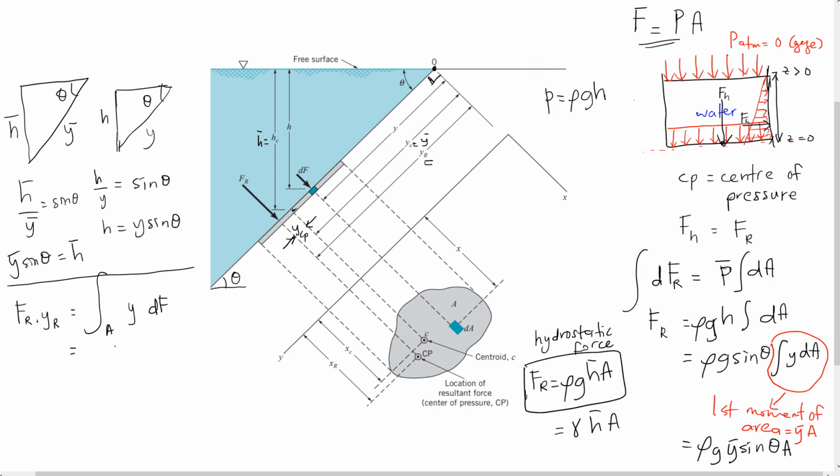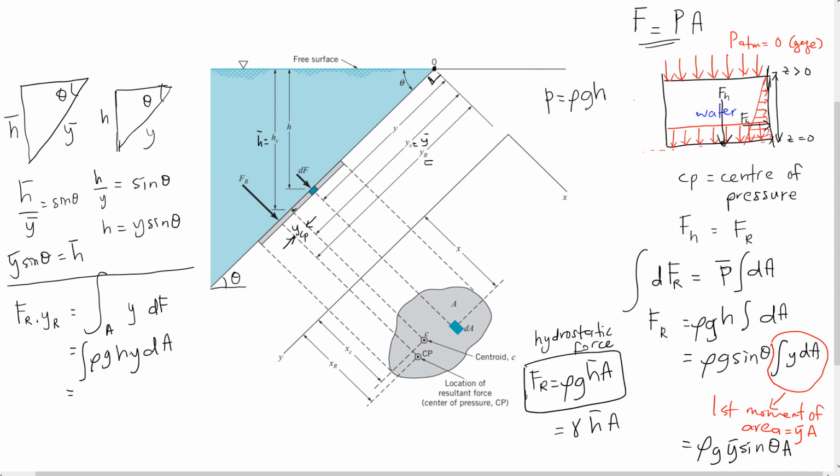So this will become df. Just now df is rho gh dA, right? Okay, df just now is rho gh dA, and then we have y.